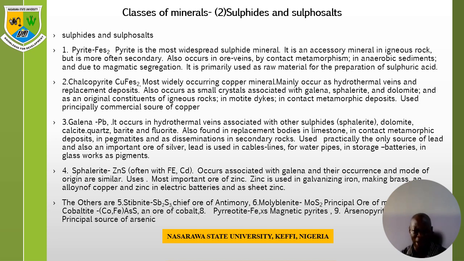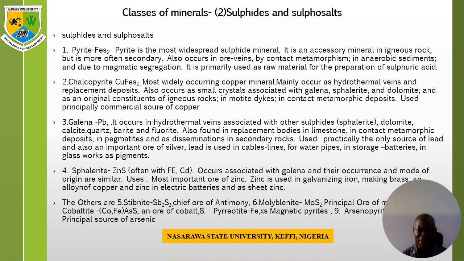The second is chalcopyrite, the most widely occurring copper mineral, mainly occurring as hydrothermal veins and replacement deposits. Also occurs as small crystals associated with galena, sphalerite, and dolomite, and as an original constituent of igneous rock, in contact metamorphic deposits. Used principally as a commercial source of copper.